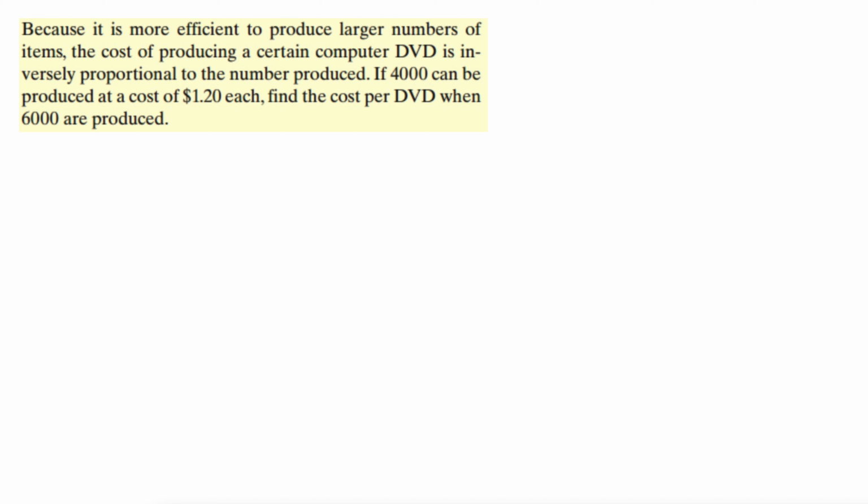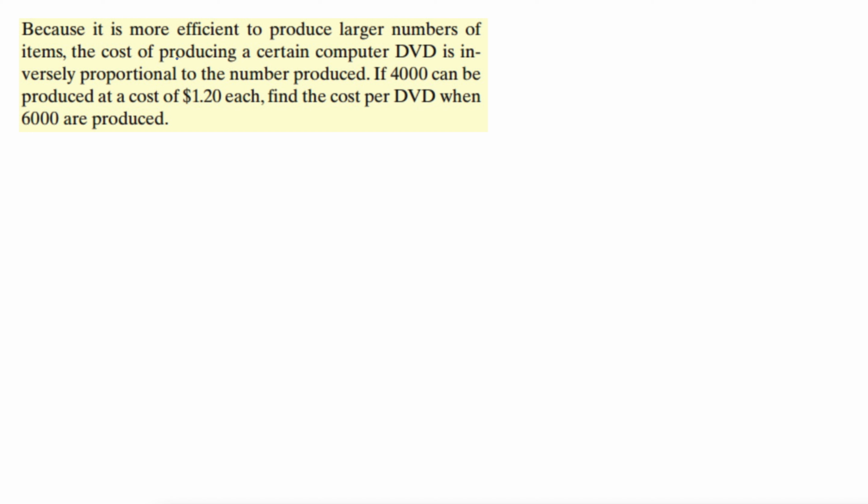This is a variation problem, and it says because it is more efficient to produce larger numbers of items, the cost of producing a certain computer DVD is inversely proportional to the number produced. If 4,000 can be produced at a cost of $1.20 each, find the cost per DVD when 6,000 are produced. Okay, so let's unpack this a little bit.